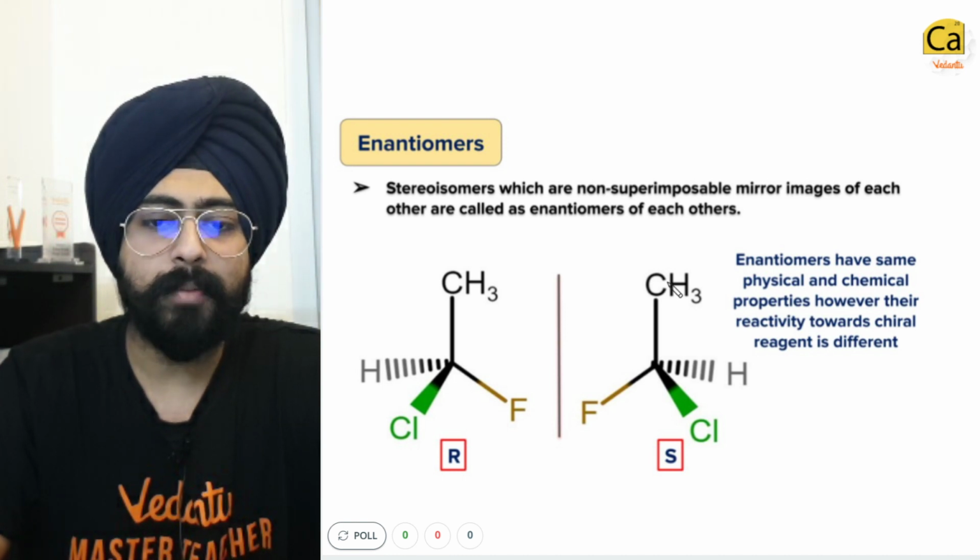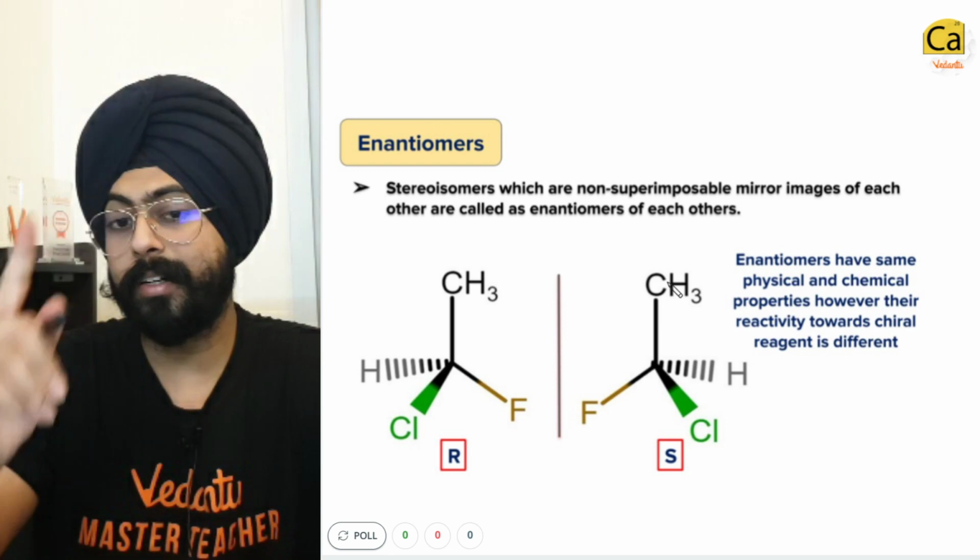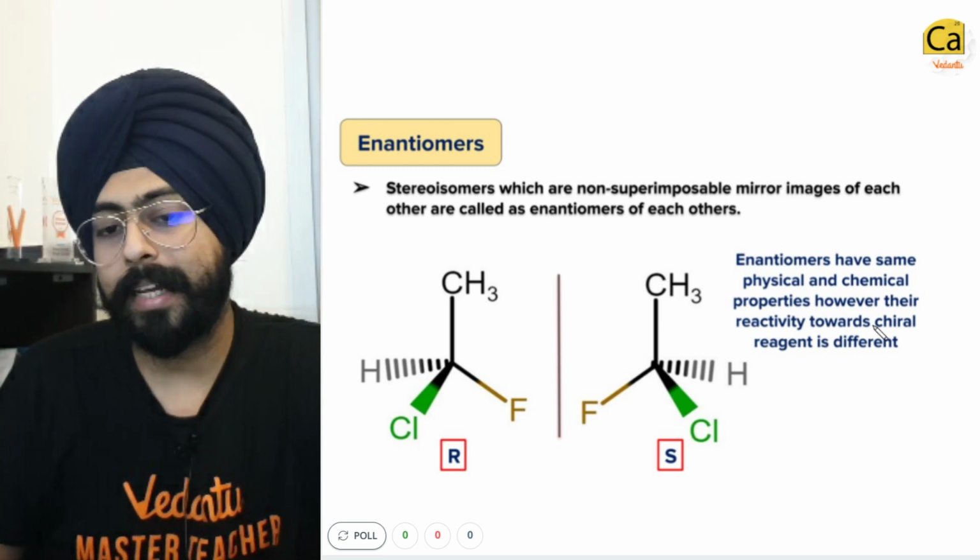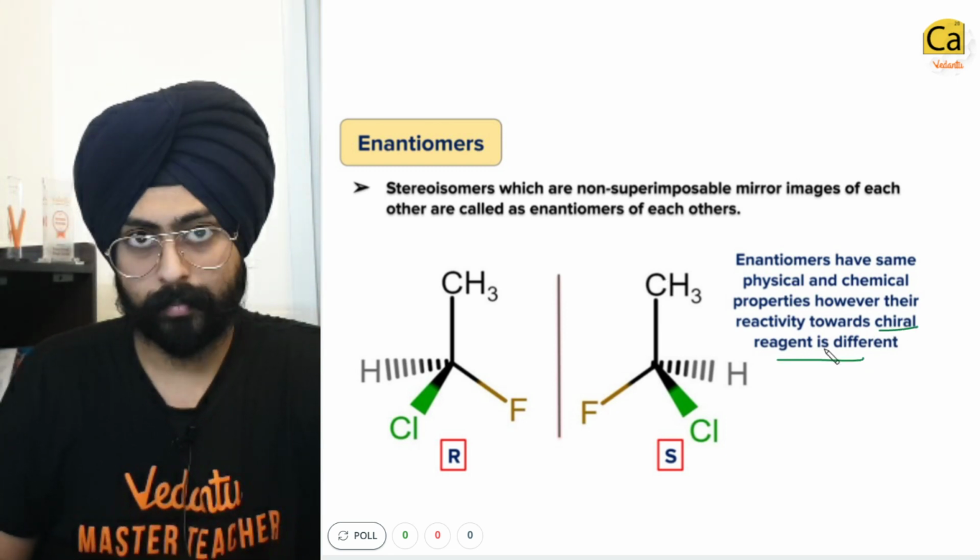Enantiomers have the same physical and chemical properties, however, their reactivity towards chiral agents is different. Okay?